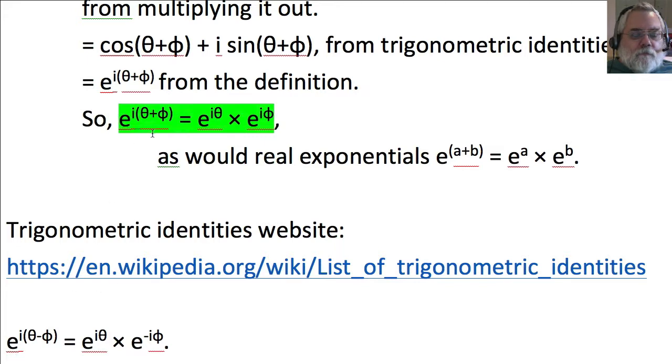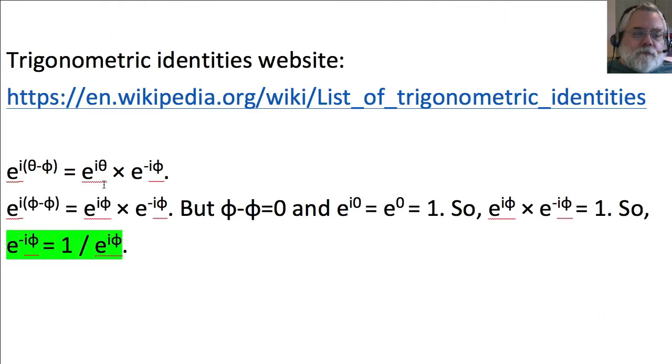So we could take this formula above and we can just negate phi, and it would negate here and it would negate here. So e to the i (theta minus phi) is e to the i theta times e to the minus i phi. Now, let's take this formula and replace theta with phi. So we get e to the i (phi minus phi) equals e to the i phi times e to the minus i phi. But phi minus phi is 0 and e to the 0 is 1, so e to the i phi times e to the minus i phi is 1, so e to the minus i phi is 1 over e to the i phi.